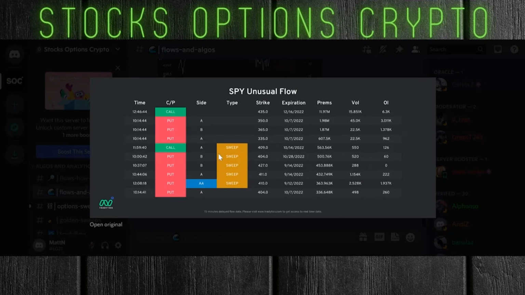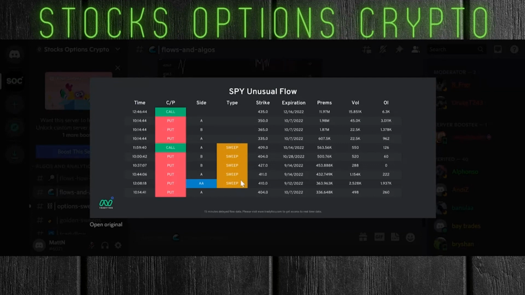We did have a call sweep come in right at noon. Again, they were looking at the 409s, and they went out about a month, out to October 14th. Again, this is a bullish position. But whereas I mentioned thousands of contracts, there were only 126 open contracts, and the amount purchased was only 550. So in comparison to the puts, it's very minuscule. So again, the unusual flow is showing you it doesn't have to happen this second. It's not instantaneous gratification, but it's showing you that most of the unusual activity is in puts.